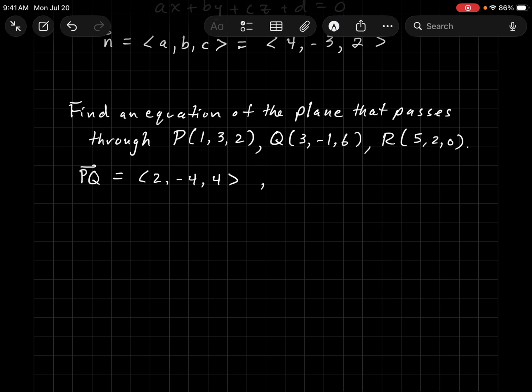And let's also find the vector PR, which would be the vector (4, -1, -2). Convince yourself that we have these correct. And notice that both vectors are in the plane. If P, Q, and R are in the plane, the vector PQ and the vector PR are also in the plane.